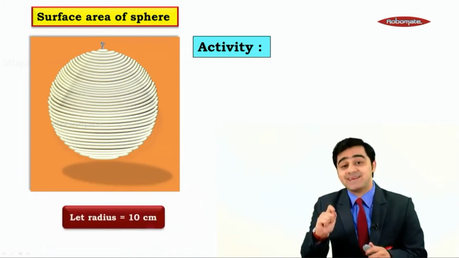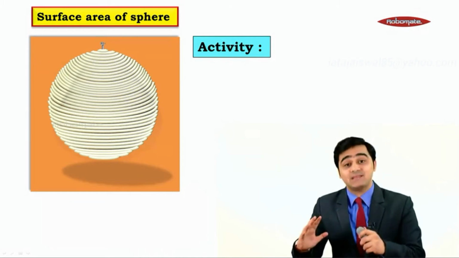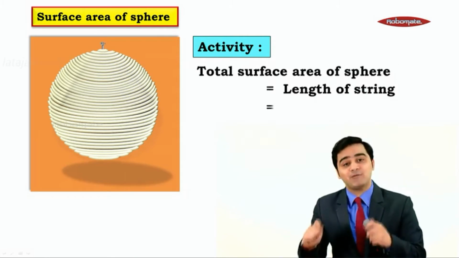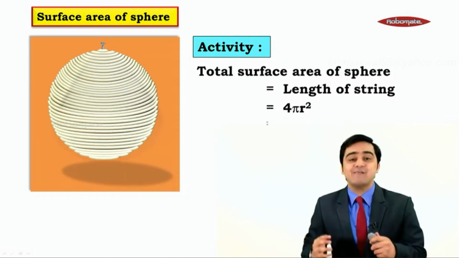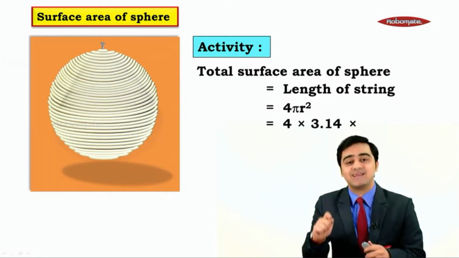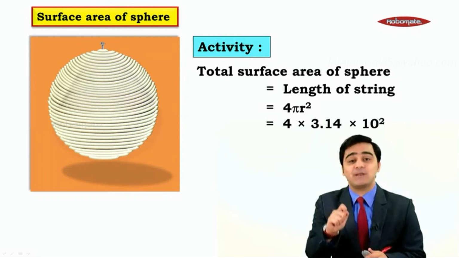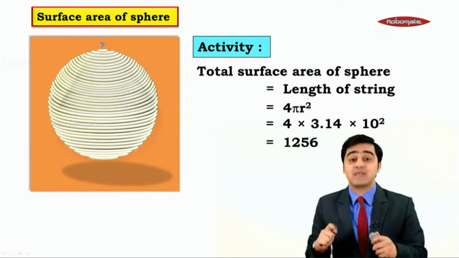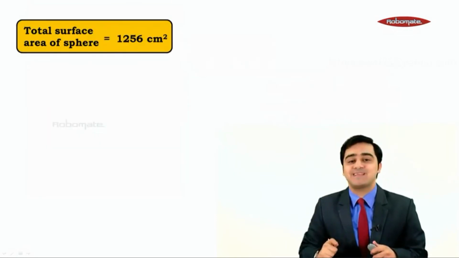We can assume that the radius is equal to 10 centimeter. If the radius is equal to 10 centimeter, we can say that the length of the string is equal to the total surface area of the sphere. And the formula for finding total surface area is 4 pi r square. What next we can do is substitute the values. In place of 4, we'll write 4. Pi we can take as 3.14. R, that is the radius, we have taken as 10, so it is 10 square. Now 4 into 3.14 into 10 square is equal to 1256. So we can say, therefore, the total surface area or the length of the string here is 1256 centimeter square.